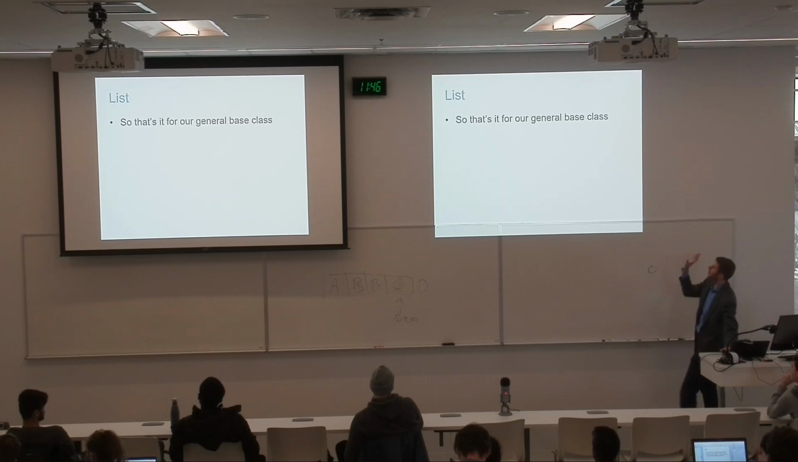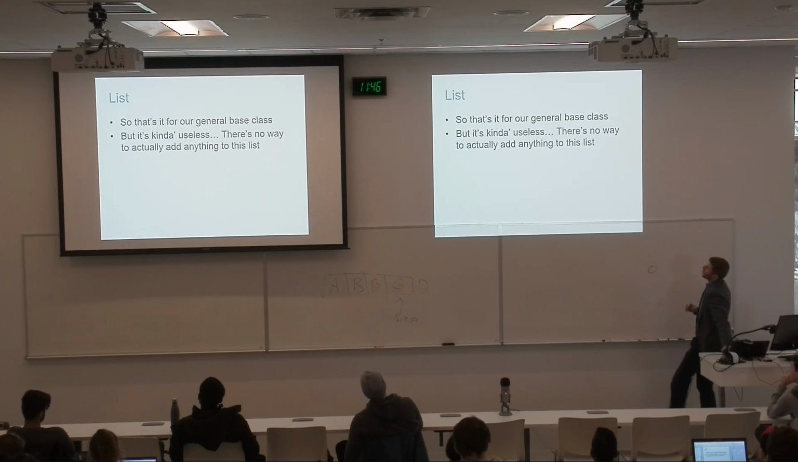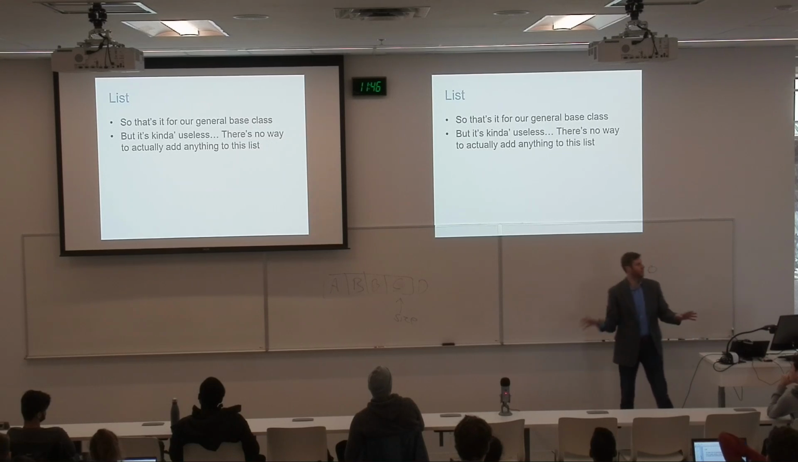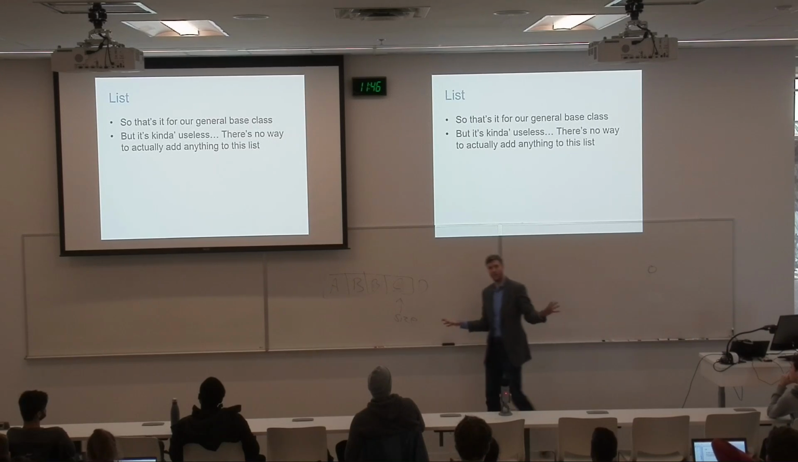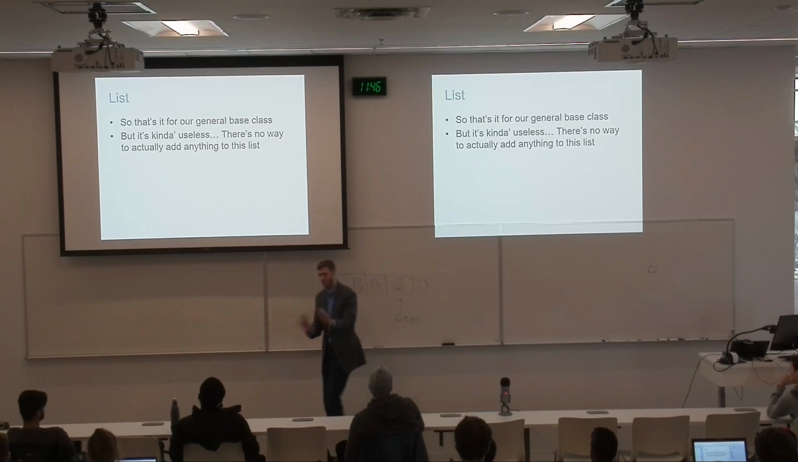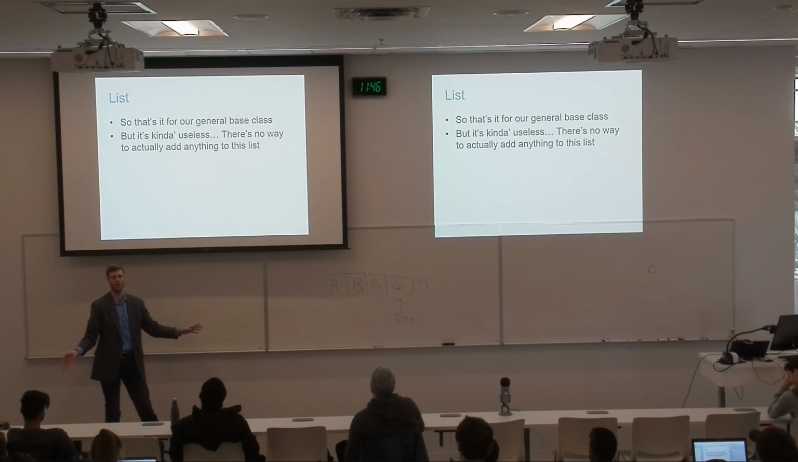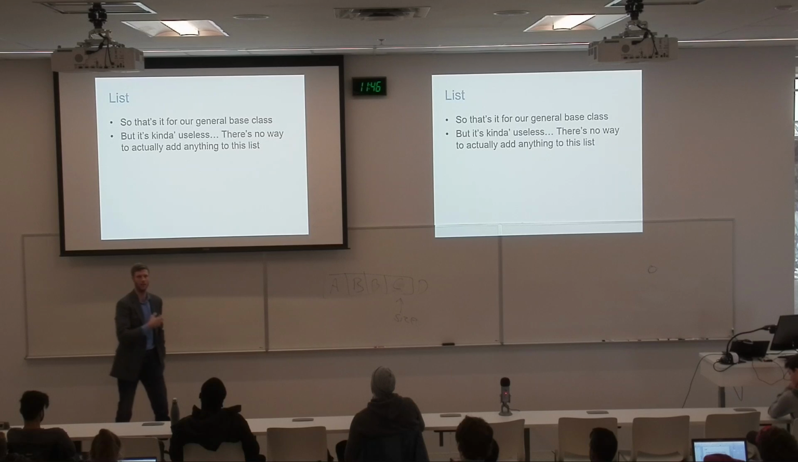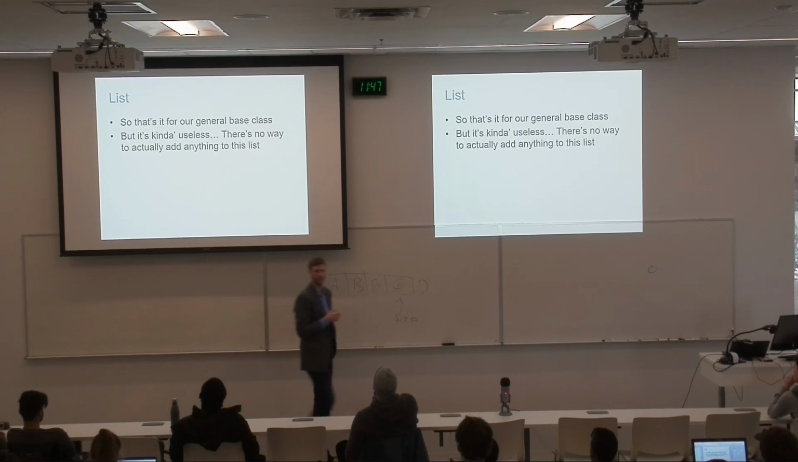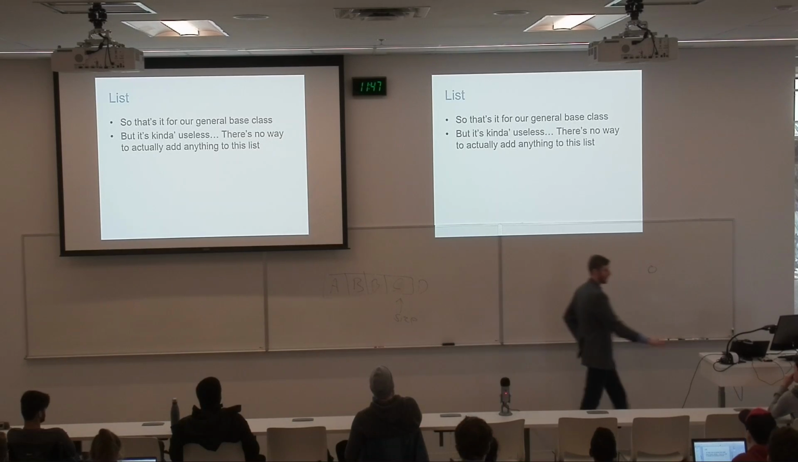So, that's our general list. That's our base class. It's kind of useless. There's no way to actually add anything to this list. It's so simple, it can't do anything basic. Before we move on to ordered list, any last questions about lists in general? Okay, we're all good.